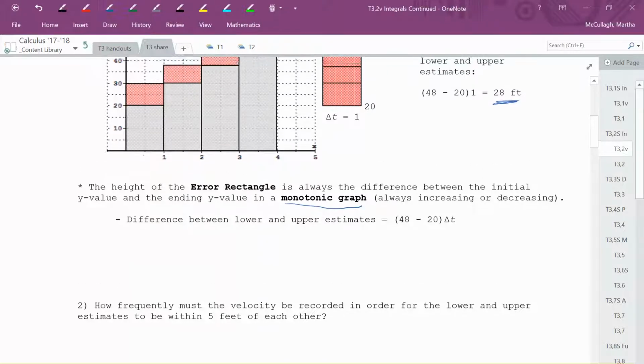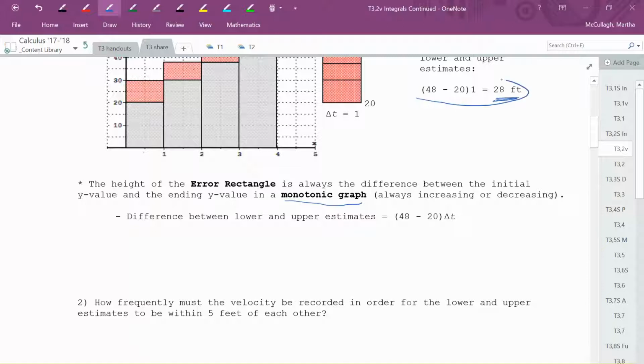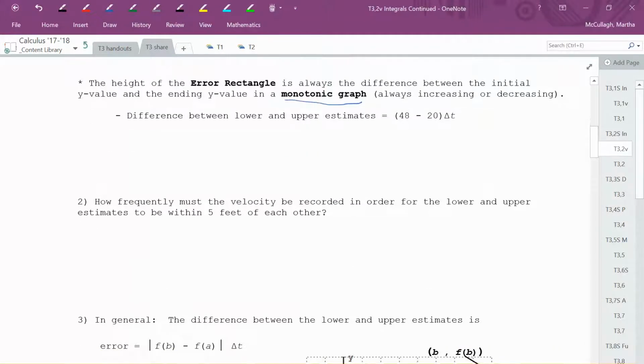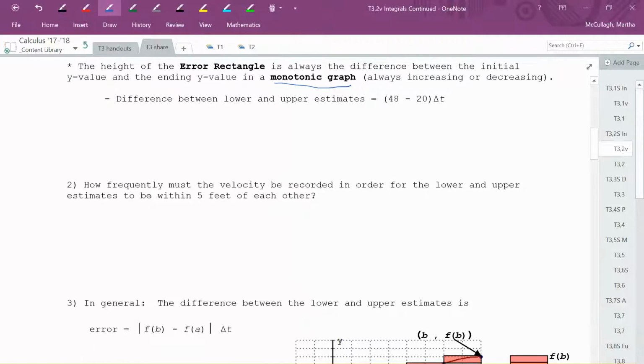Well, I'm going to come back to this and say, if I've got my f at b minus f at a times my delta t gave me 28, I'm going to need to change my delta t. So what would that delta t need to be? Well, I'm going to take my f at b minus f at a, multiply it by some delta t that I'm going to try and find, and I want that to give me a value of 5.